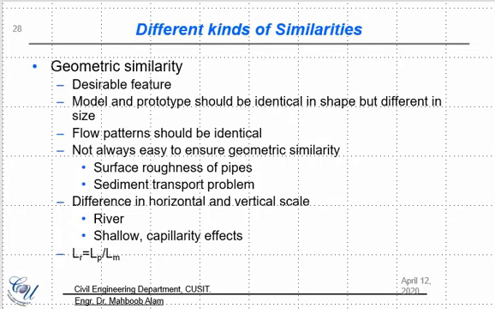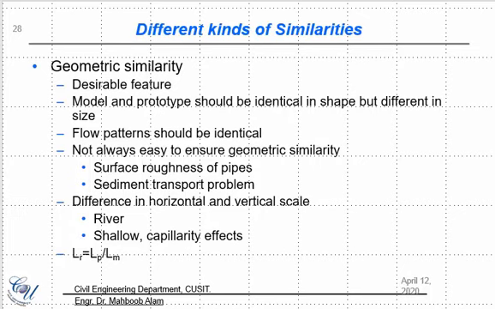If we are making models for flow, then the flow patterns should be identical, which basically means that if in the prototype the flow is laminar, then in the model also the flow should be laminar. It wouldn't make much sense if the flow in the prototype is laminar and the model that we are making in the lab has a flow which is turbulent. Of course the results would not then be appropriate results. So we have to make sure that the flow patterns are the same.